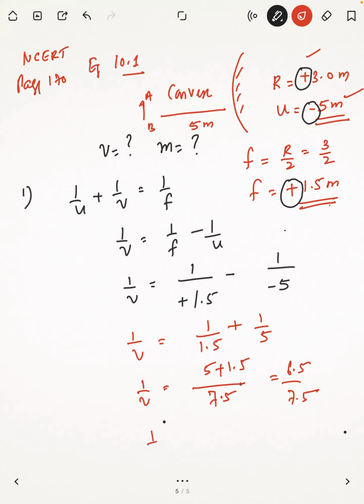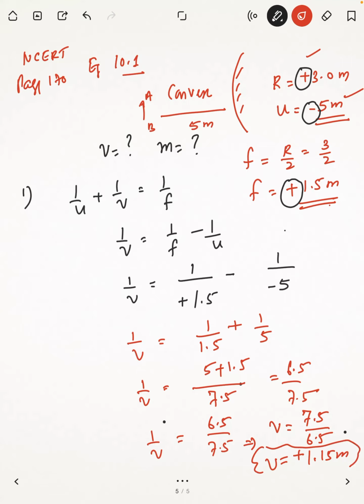So 1 upon v is equal to 6.5 upon 7.5, which means that for v you have to take the reciprocal. It is 7.5 divided by 6.5. So the value of v is equal to 1.15 meter. It is a positive sign. Positive means that it's a virtual image. It is measured toward the right side from the pole.